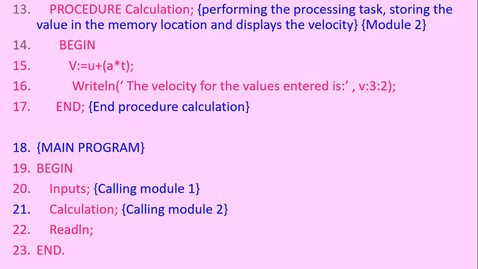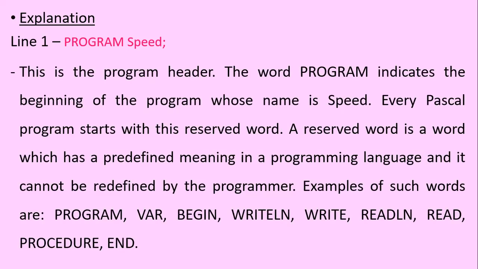Let's now define each of these statements one at a time, beginning with line 1, program speed, semicolon. This is the program header. The word program indicates the beginning of the program whose name is speed. Every Pascal program starts with this reserved word. A reserved word in a programming language is a word which has a predefined meaning in the programming language, and it cannot be redefined by the programmer. Examples of other reserved words in Pascal include program, var, begin, writeln, write, readln, read, procedure, and, amongst the others.